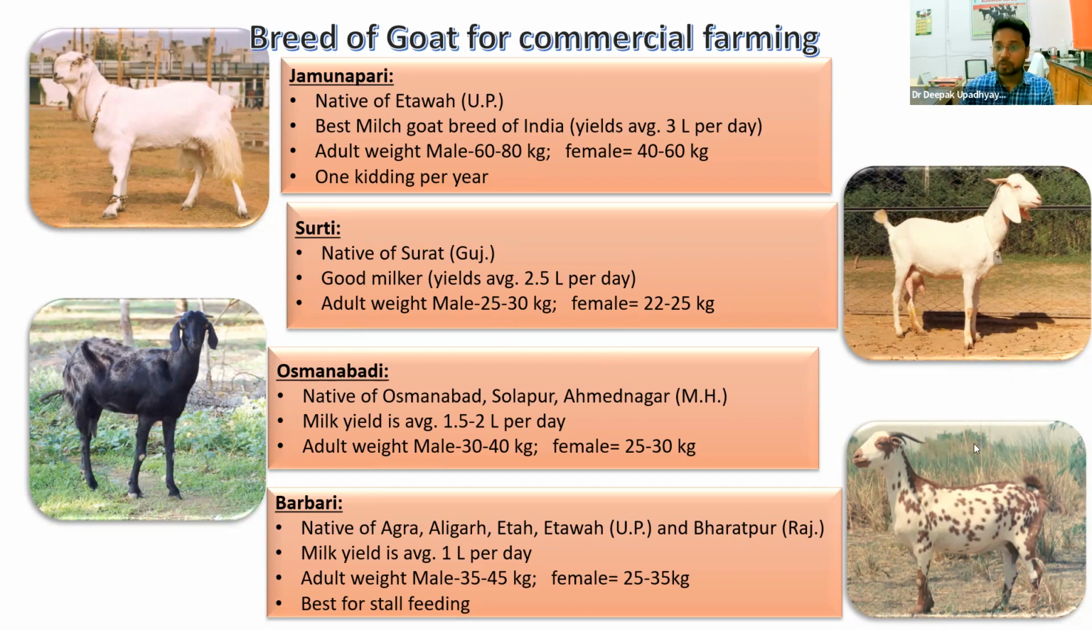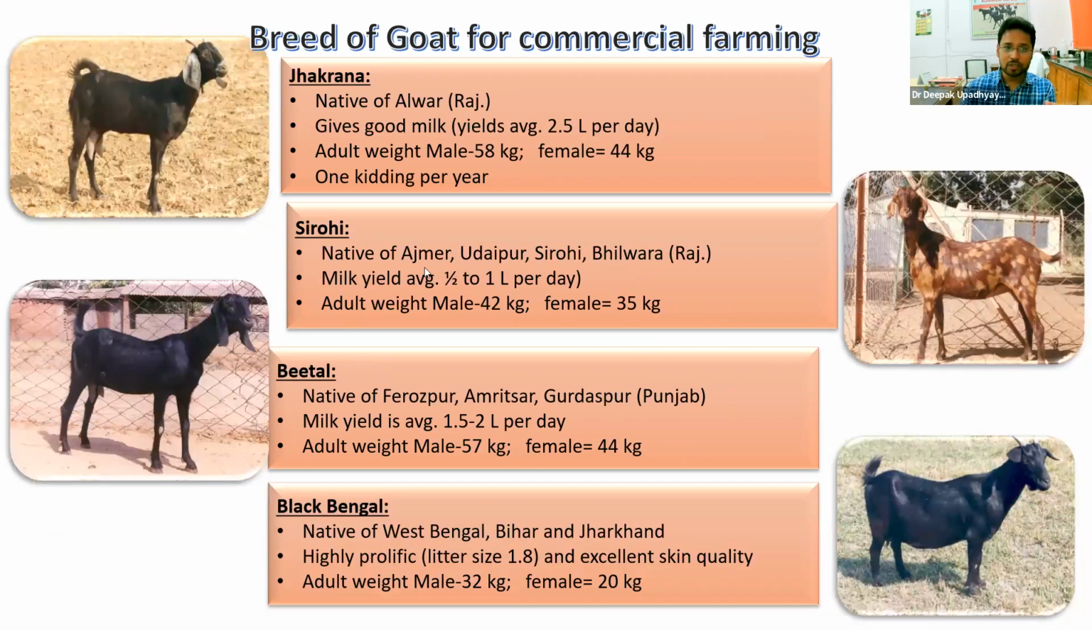Barbari is famous for its prolificacy and has the highest twinning percentage, and it is very famous under intensive rearing. It is very adaptable. Then there are the Jhakrana, Sirohi, Beetal, and Black Bengal breeds. Black Bengal is found in the eastern region of our country and is very popular there. It is also a prolific breed. It is the smallest breed, but its litter size and prolificacy are higher.